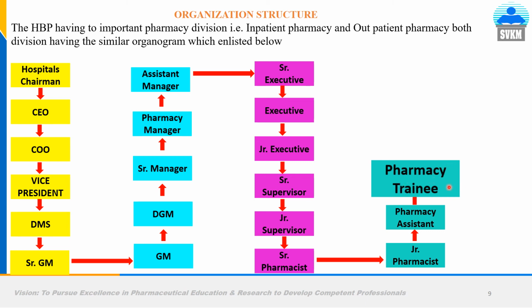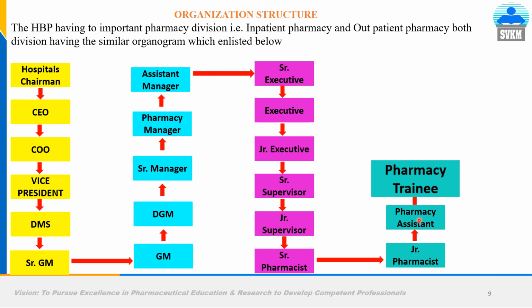Pharmacy trainees are the graduates who have recently passed out, and after passing out, they have to join the organization as freshers. For a period of at least 6 months, they are considered pharmacy trainees. After the successful completion of their 6 months, the pharmacy trainee is directly deputed as a junior pharmacist to their concerned department.